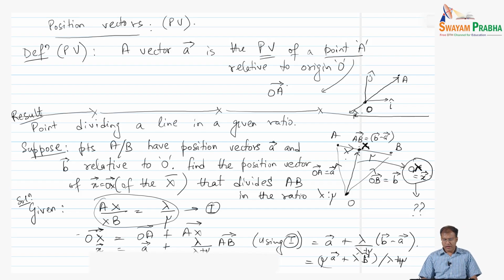Whenever we are given the position vectors of 2 points and we want to find the position vector of a point in between, we can quickly apply this result. The position vector of the point in between will have this answer in the form of these ratios mu and lambda.